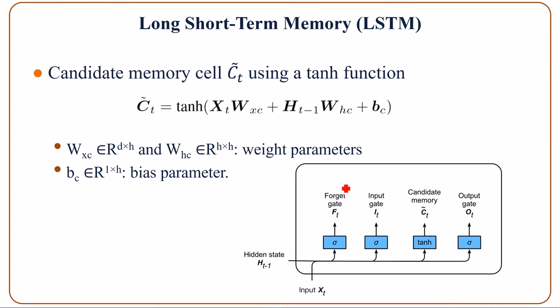Then LSTM calculates the candidate memory cell C tilde at time t, which is very similar to the three gates described previously, however using a tanh function. It takes some contribution of the input x at time t via the weight W_xc. The subscript xc means that this is the weight between the input x and the memory cell. Also, it takes some other contribution from the previous time step h at t-1 via the weight W_hc, and hc means that this is the weight between the previous hidden state and the memory cell. b_c here is just a bias vector.